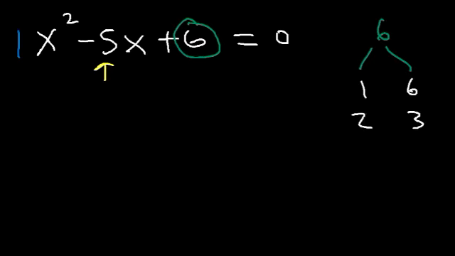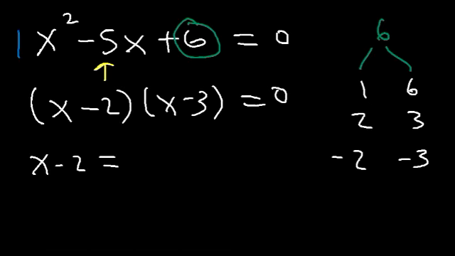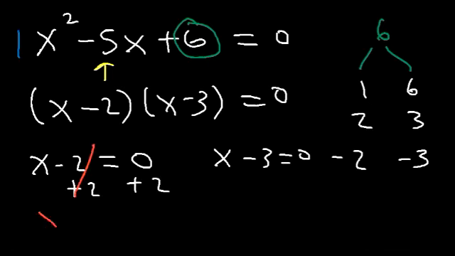2 and 3 is very close. 2 times 3 is 6, but 2 plus 3 is +5. But -2 and -3 still multiplies to +6, but adds to -5. So to factor it, it's going to be x minus 2 times x minus 3. If you set each factor equal to 0, we can solve for x. Here we need to add 2 to both sides, so x is equal to +2. And for this one, we need to add 3 to both sides. So x is equal to +3.